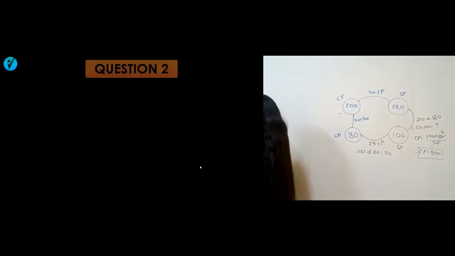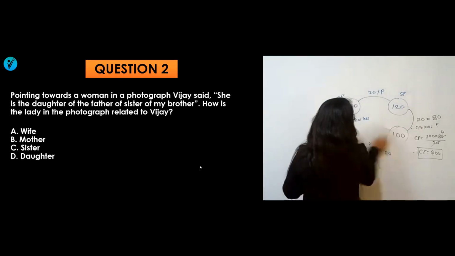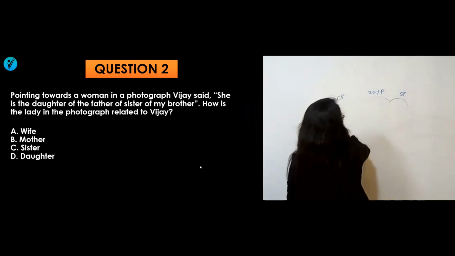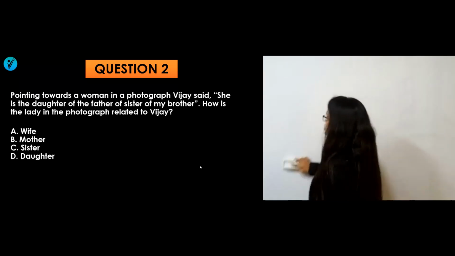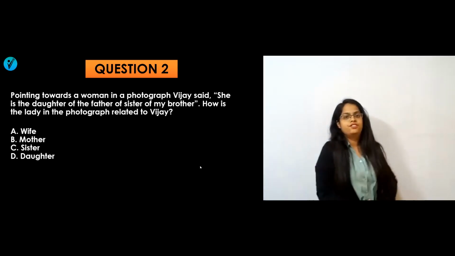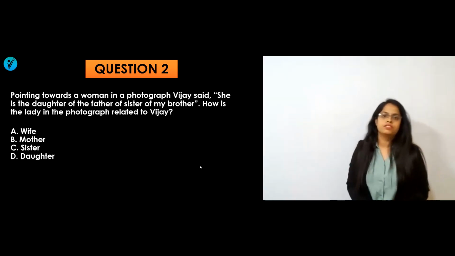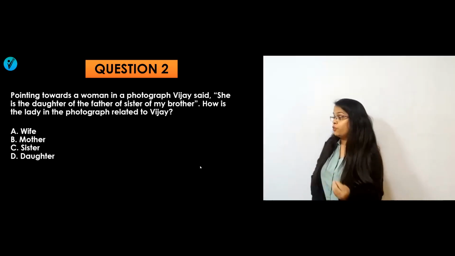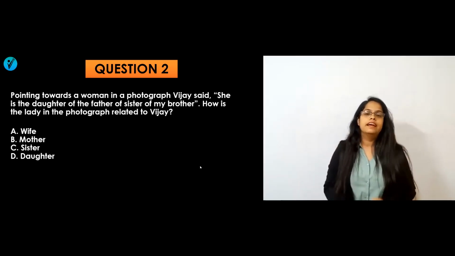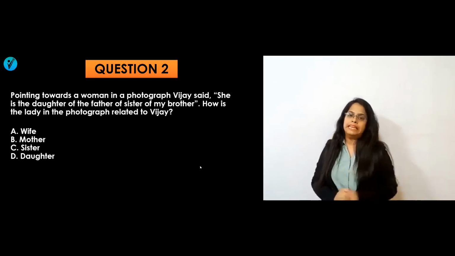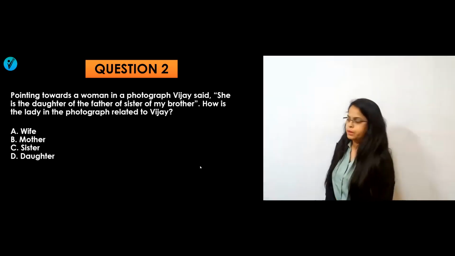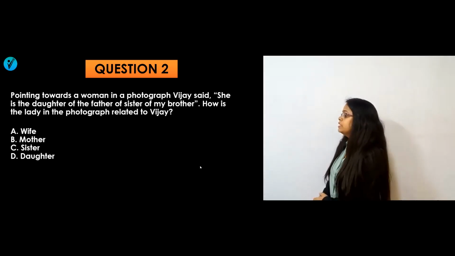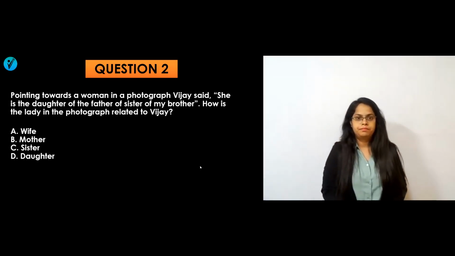You can see the second question on the screen. Let's try to solve it. This second question is from the blood relation topic. What are they saying in this question? Pointing towards a woman, a photographer in a photograph, Vijay said, she is the daughter of the father of the sister of my brother. That means in a photograph there is a lady, a woman, that means a female member.